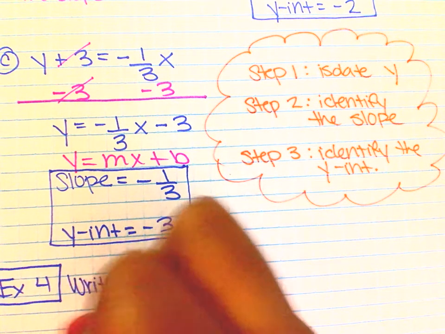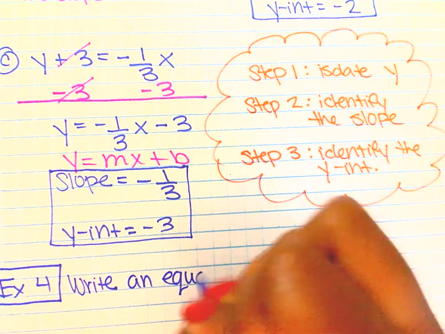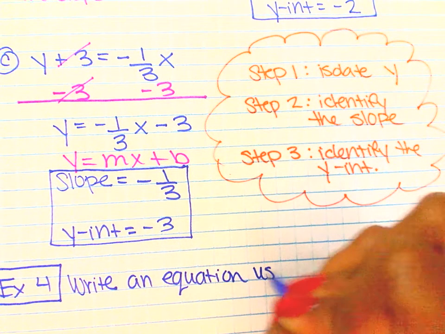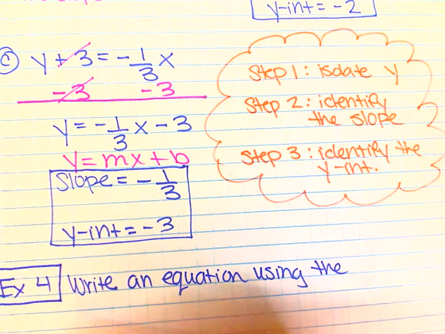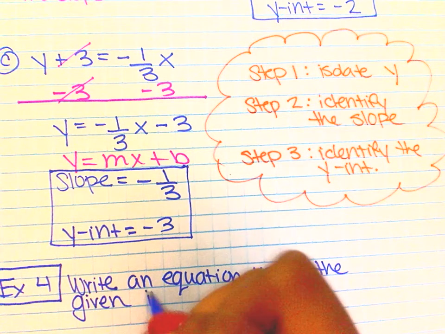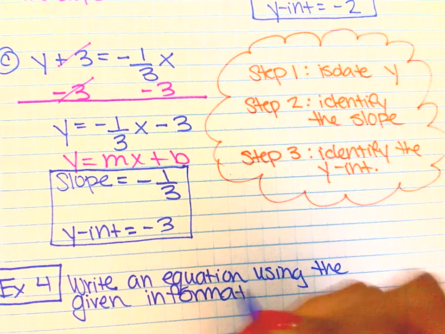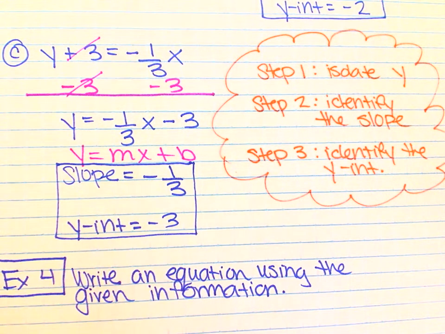This is write an equation using the given information. So it's like solving a puzzle. They're going to give us some information, and we need to take that information and put it into an equation. I think I can do that. And what's the equation I'm going to put it in? What slope-intercept form? Y equals mx plus b. I didn't hear everybody. What slope-intercept form? Y equals mx plus b. Okay, so that's what I need to put it in.